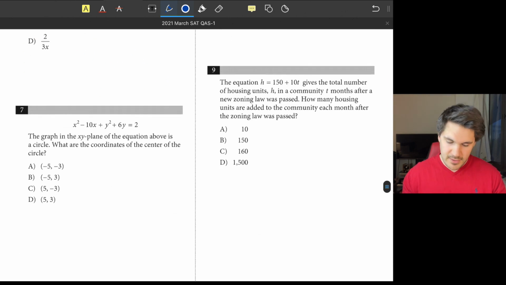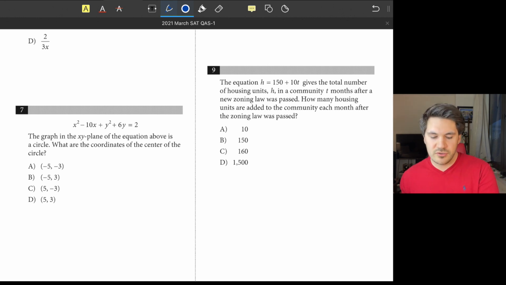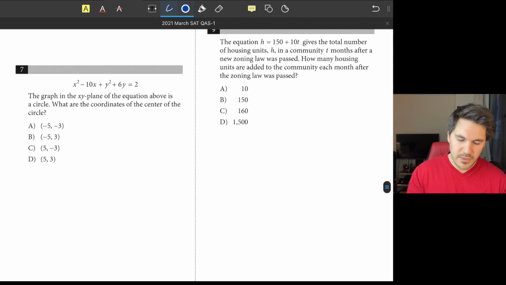Number 7. Cool, beautiful. So we have an equation. They told us it's the equation of a circle. What are the coordinates of the center of the circle? So the way we do this, and you can find this in another video I recently uploaded, is we have to do completing the square, because in order to answer this question, really, we have to convert this equation into the standard equation of a circle. So I'm going to walk you through how to do that.